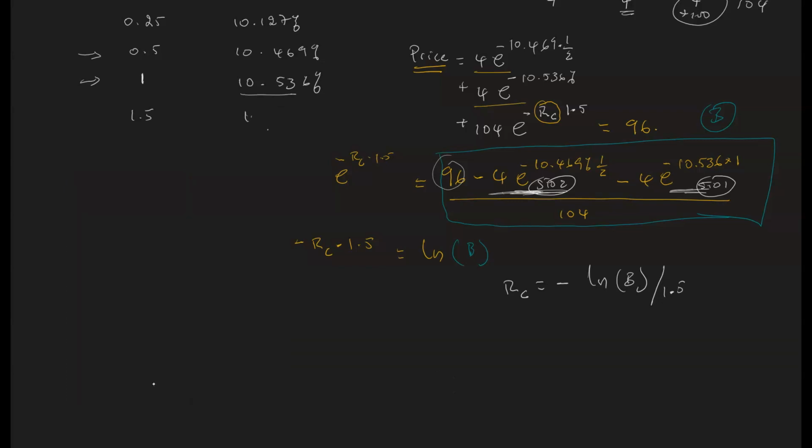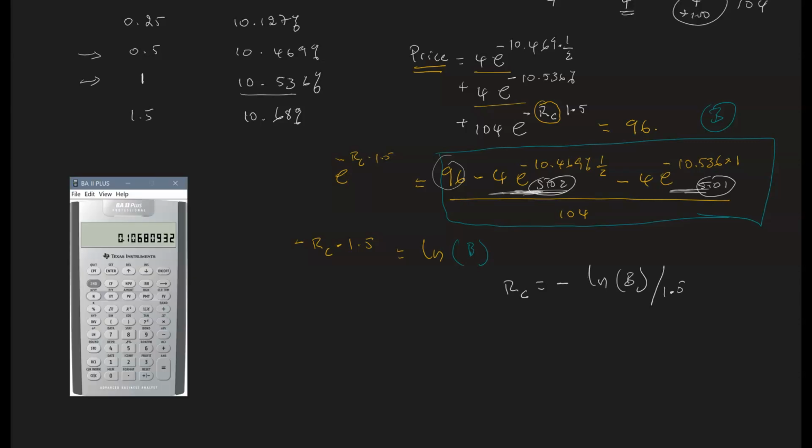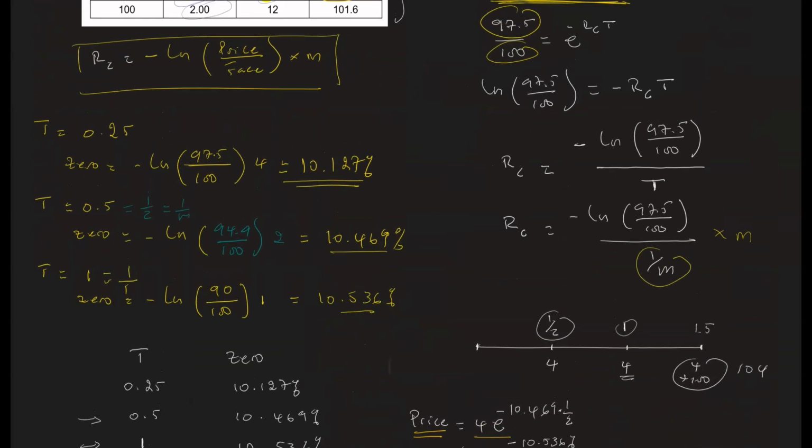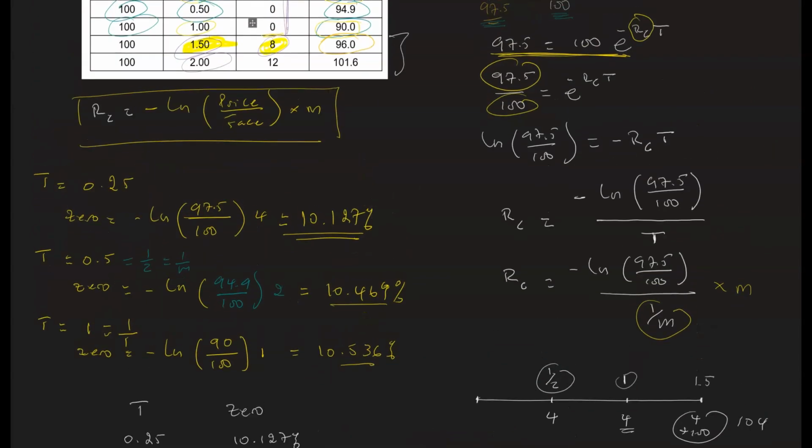So I'm going to write here 10.68%. That's my zero rate with the maturity of 1.5 years. Now, was that 10.60? Yes, 10.68%. The next measure is going to be for a zero rate with a maturity of 2 years, right? That's what we're looking for. Next is a zero with a maturity of 2 years.